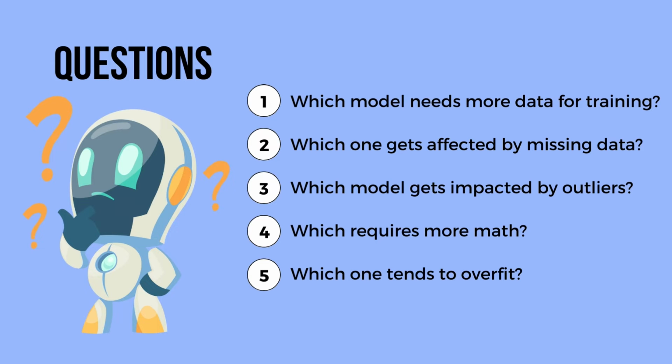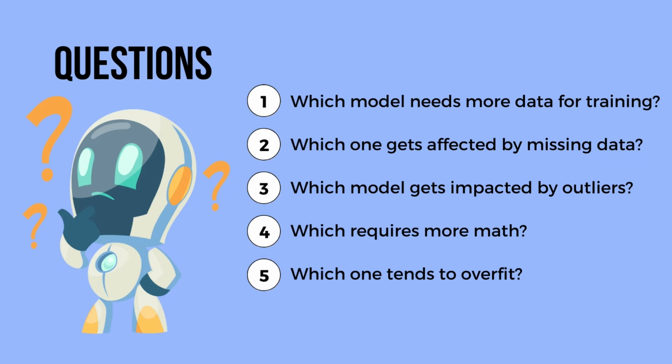Now, let's think about some important questions about generative and discriminative models. Questions like, which model needs more data for training? Which one gets affected by missing data? Which model gets impacted by outliers? Which requires more math? And which one tends to overfit? It's important to think about these questions because they affect how you might choose to use these models.